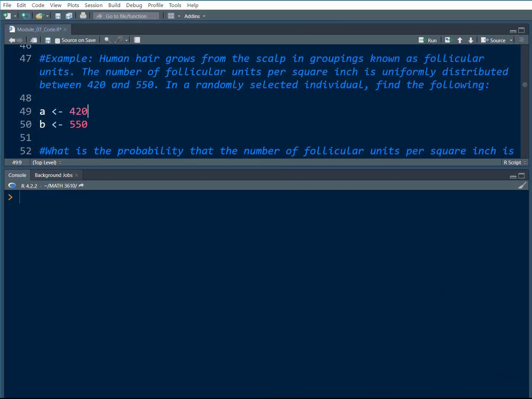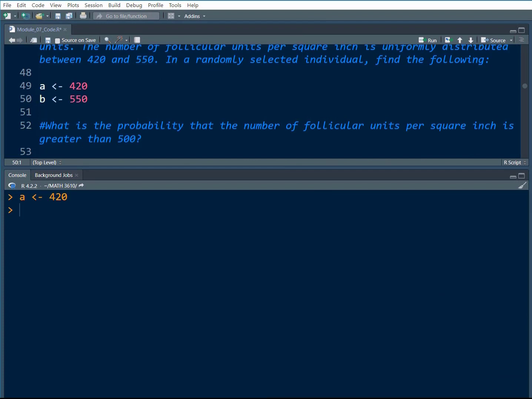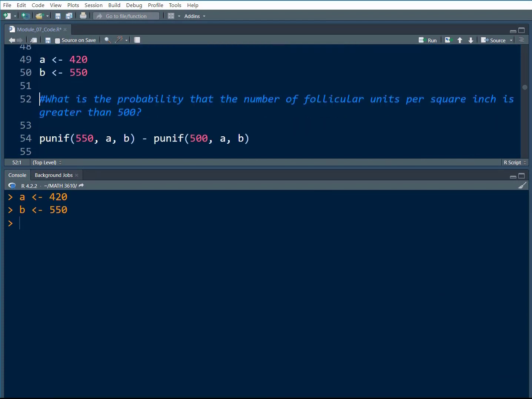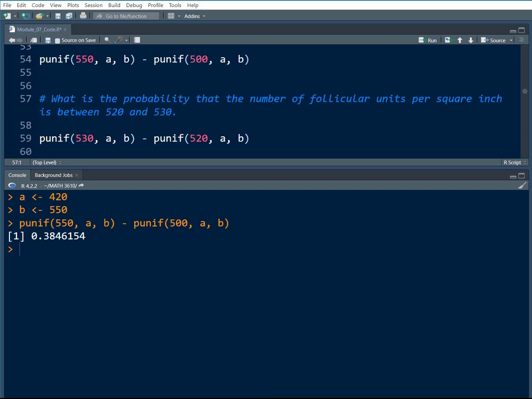Okay, let's define A to be 420 and B to be 550. We want to know the probability that the number of follicular units per square inch is greater than 500. Recall that the maximum here is 550, so we run punif(550, A, B) minus punif(500, A, B) to get a probability of 0.3846.